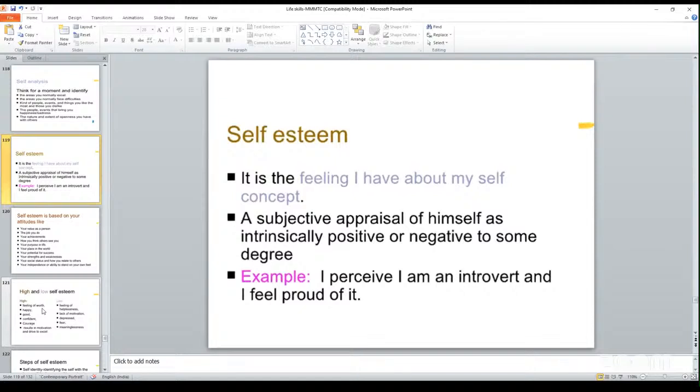So when you talk about self-esteem, it's the feeling that you have about yourself. How much you rate yourself, whether you're good or bad, rating by yourself. What do you think about yourself? That also can be managed.